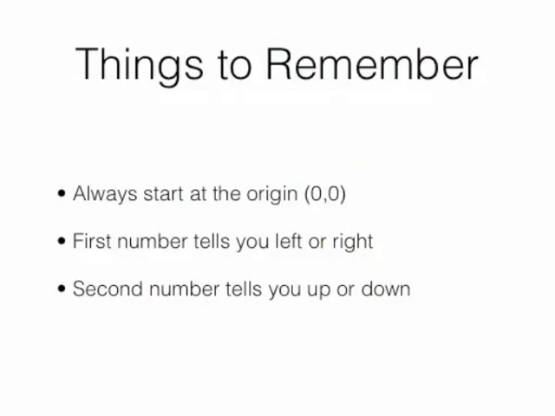Things to remember for graphing on a coordinate plane. Always start at 0, 0. The first number is going to tell you left or right, and the second number is going to tell you up or down on the y-axis.